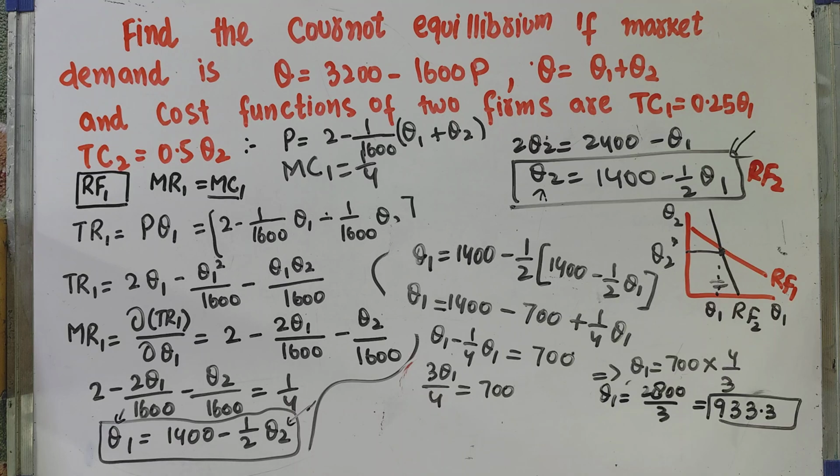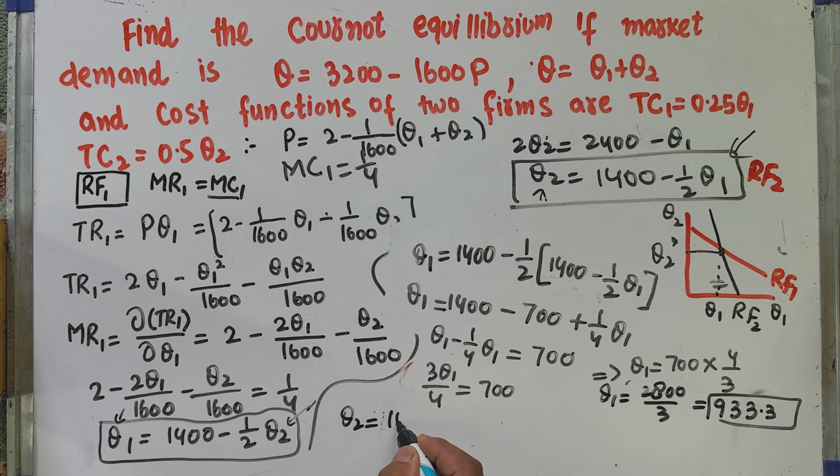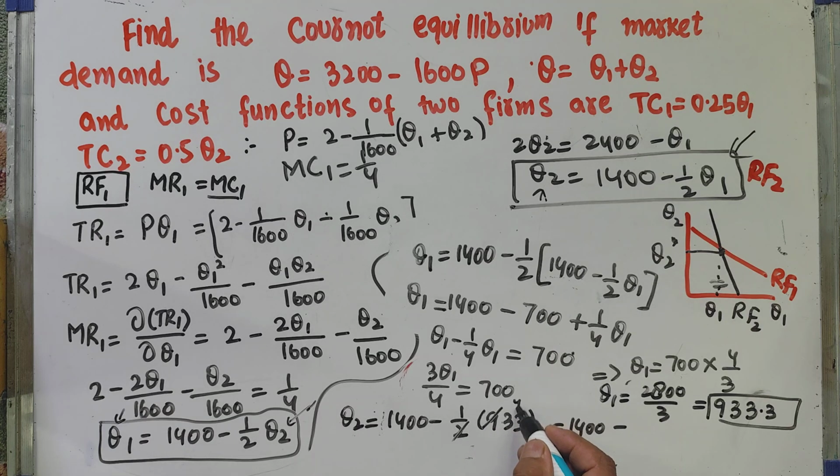Now to find the output of firm 2, we plug the value of q1 equal to 933 into this function. So q2 will be equal to 1400 minus 1 upon 2 q1, which is 933, or let's take only the integral value here. So that is 1400 minus 466, I am taking the rough value here. When we subtract, we get 933.3 or so, roughly 934.